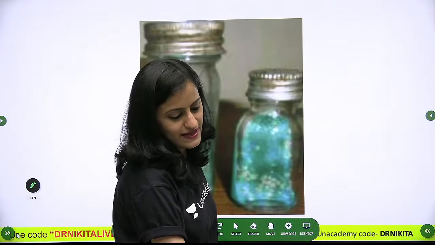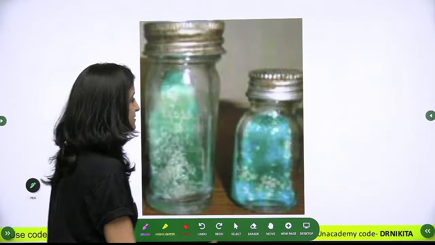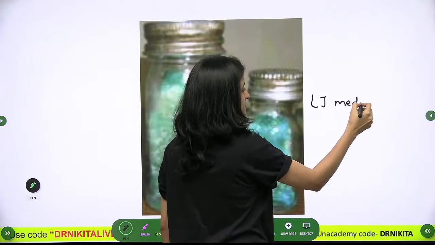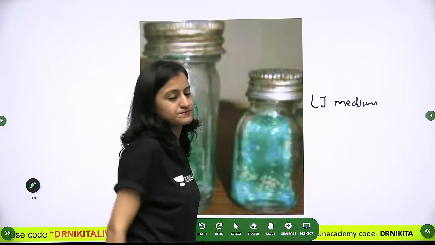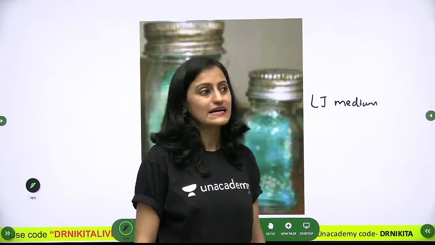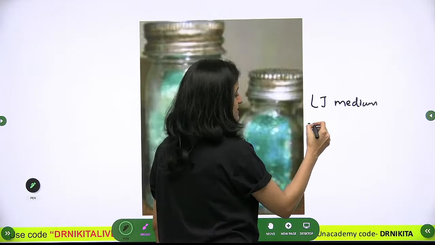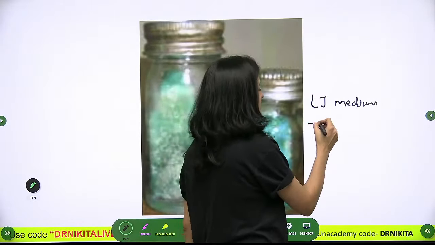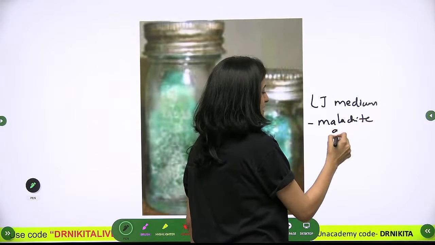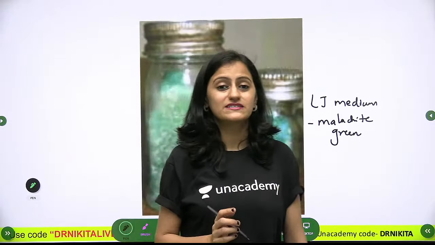Very good, Rituja. That is LJ medium, right? That is LJ medium. Absolutely right. And how did you identify that this is LJ medium? So, Lowenstein-Jensen medium is green in color, right? The green color tells you that this is LJ medium. Why is it green? Because of the dye, the indicator used, that is malachite green. So the indicator used is what gives it the green color.